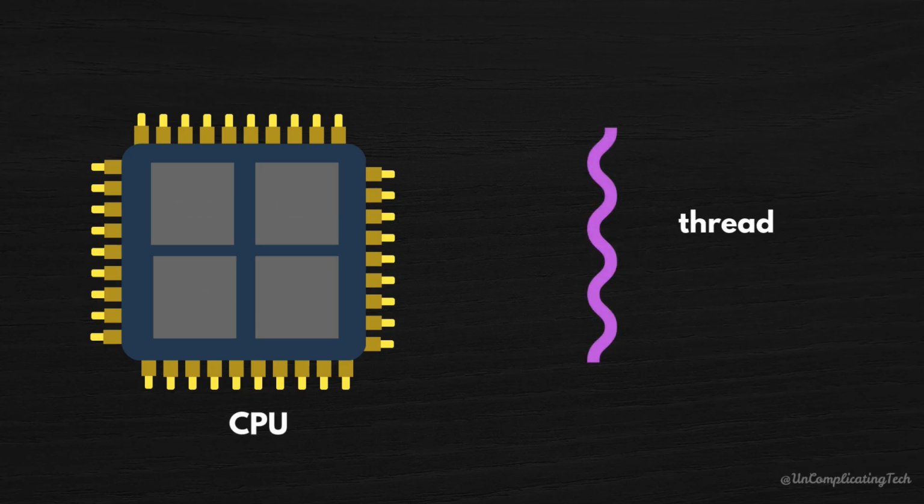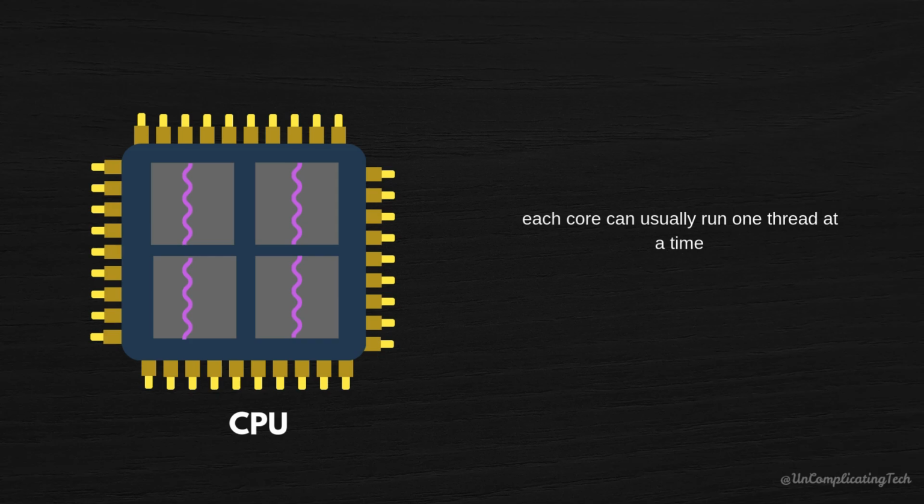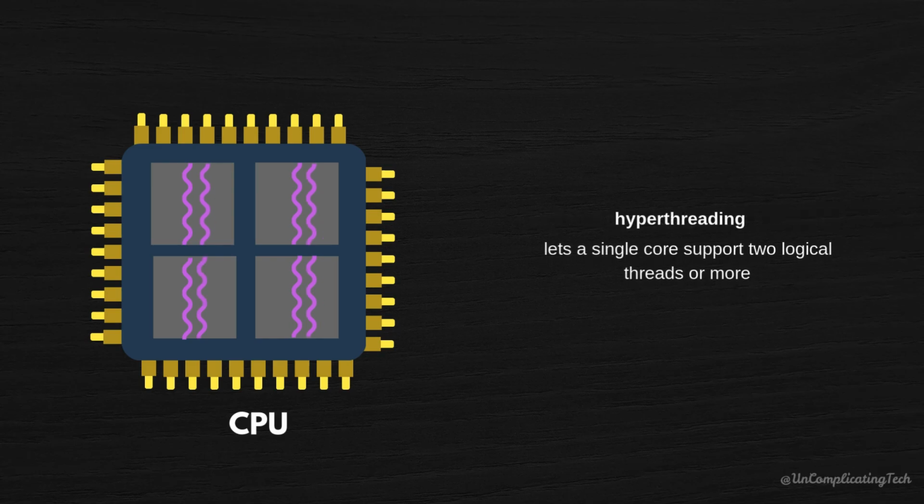That's where threads come in. A thread is the smallest unit of execution, a single task the CPU can handle. Each core can usually run one thread at a time. But modern CPUs often support hyperthreading, which lets a single core juggle two logical threads or more.